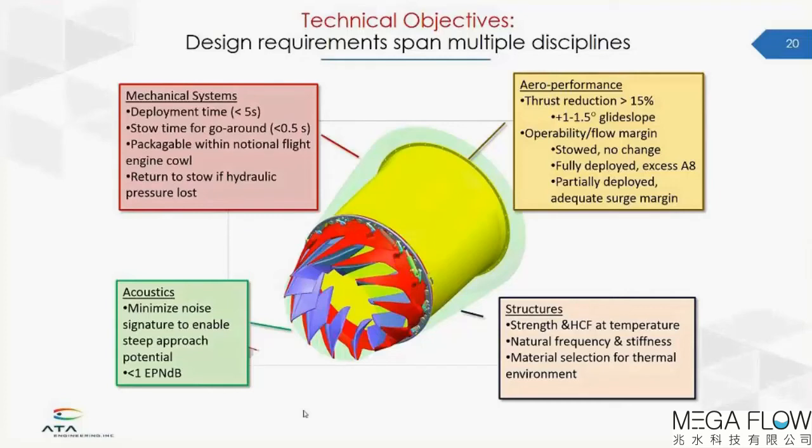Additionally, as a mechanical system, we wanted to show that deployment time would be less than 5 seconds. The stow time would be less than half a second to be able to do go-around, and that we could package the entire mechanism within a notional engine flight cowl. And then we would also want to be able to return to the stowed position if our hydraulic pressure was lost. From a structural point of view, we had to make sure that we had strength for high cycle fatigue. We designed to the right natural frequencies and stiffness, and we selected materials that could withstand the thermal environment of this mixed flow hot and cold exhaust.